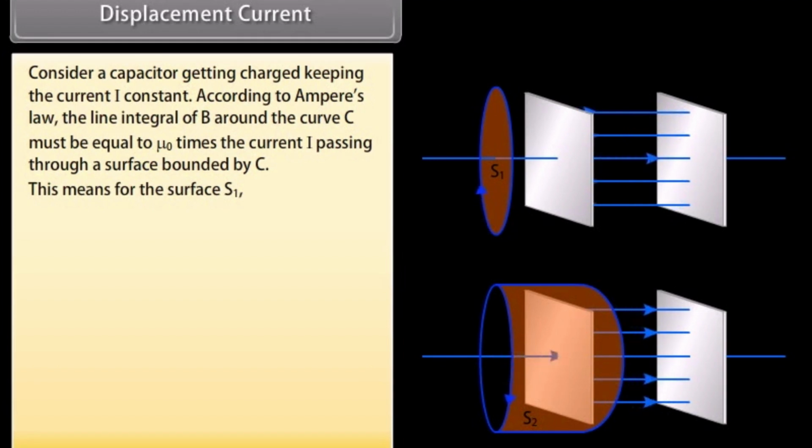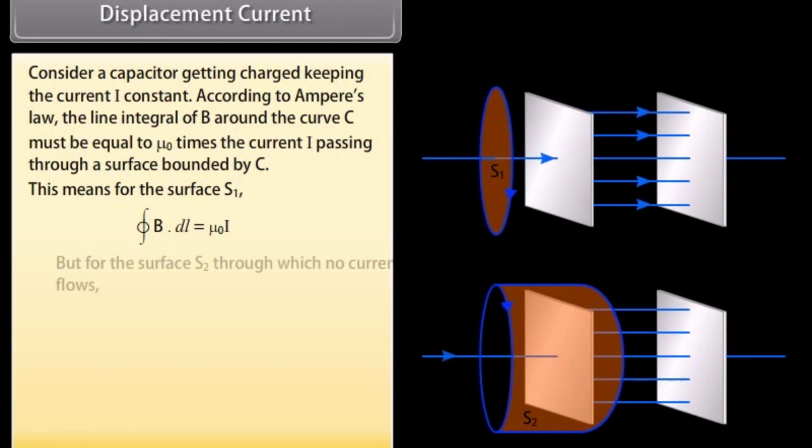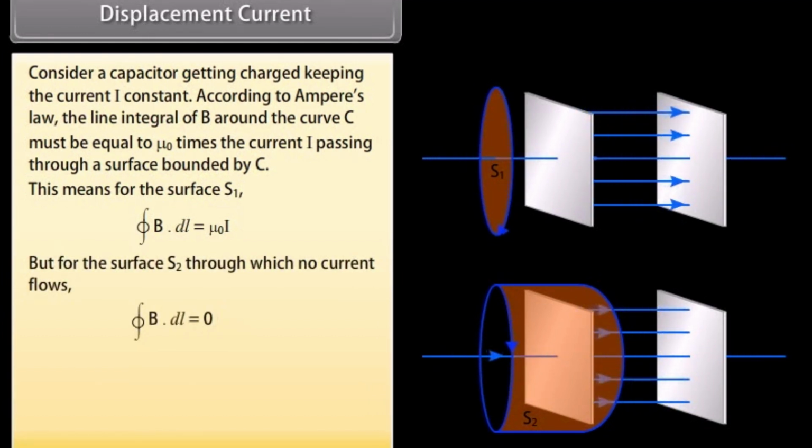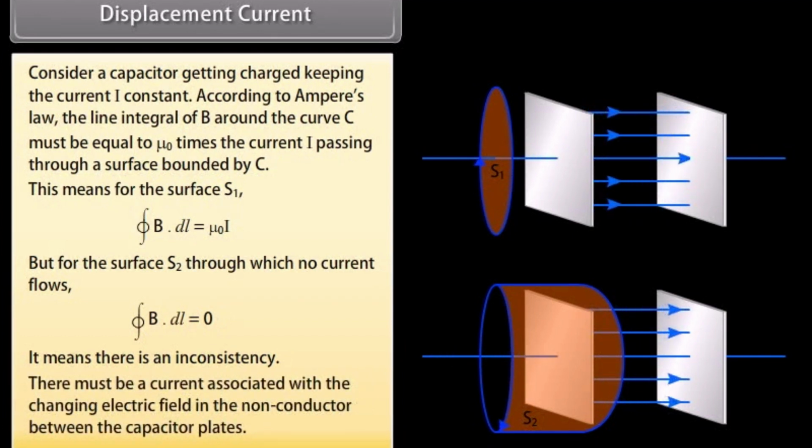This means for the surface S1, the closed integral of B dot dl is equal to mu naught I. But for the surface S2, through which no current flows, the closed integral of B dot dl is equal to 0. It means there is an inconsistency. There must be a current associated with the changing electric field in the non-conductor between the capacitor plates.